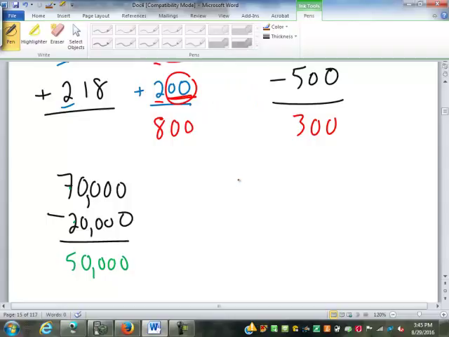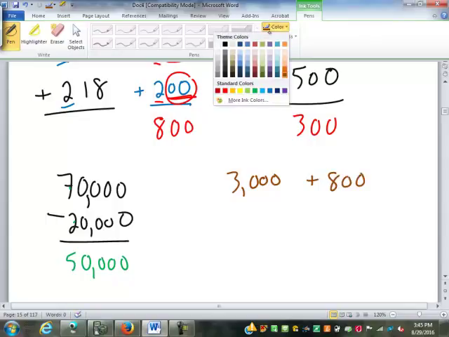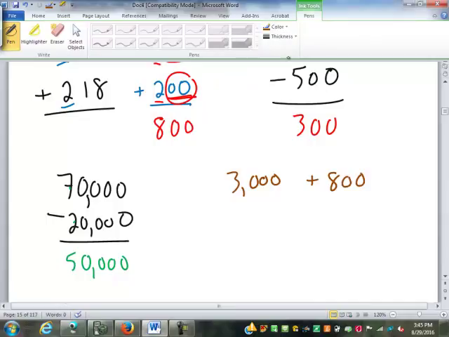The problem comes in when I have something like this. 3,000 plus 800. They don't have the same number of zeros, do they? So for my estimate, I have to keep the 2 zeros. 30 and 8 make 38, and I put my 2 zeros in.